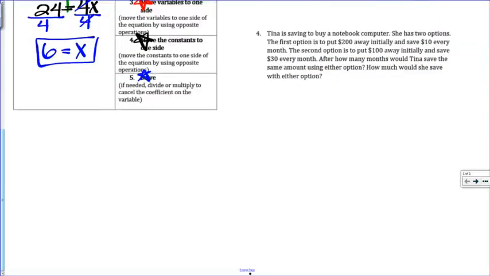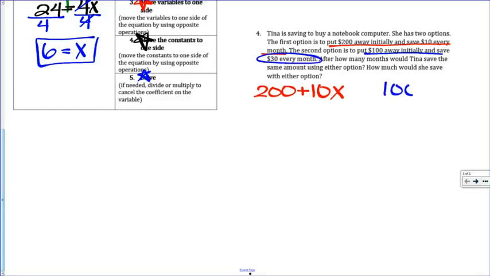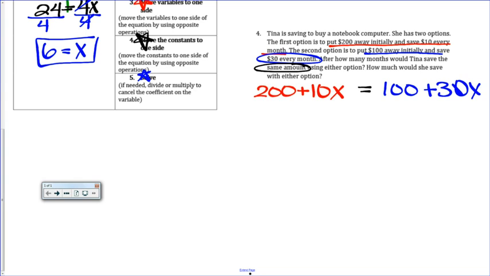Number 4. Okay. So her first option is she can save $200 initially and then $10 every month. So $200 initially plus the $10 for every month. Her second option is to save $100 initially and $30 every month. So $100 initially, $30 for each month. Again, we want to know when they're going to be the same. So our equal sign is going to go in the middle. Go ahead and solve those, and then we will check them in class tomorrow.